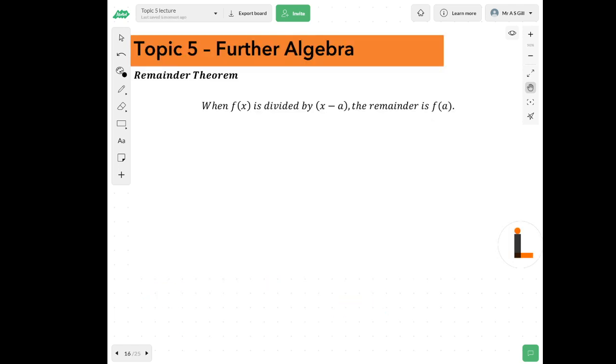So we're on to remainder theorem. I'll give you a second just to have a read through the sentence and get it copied out.